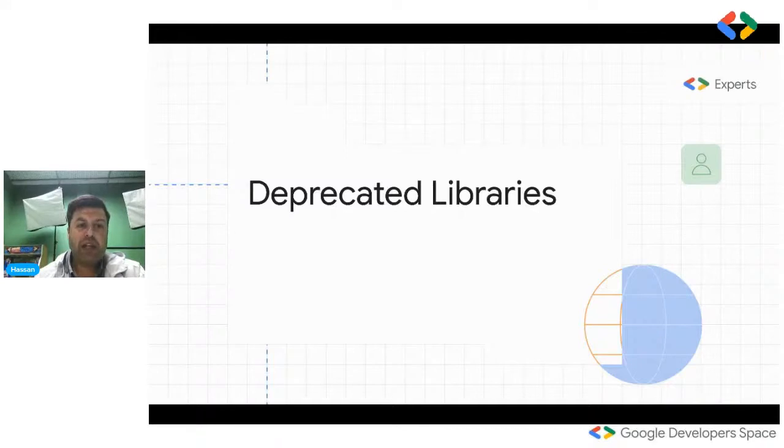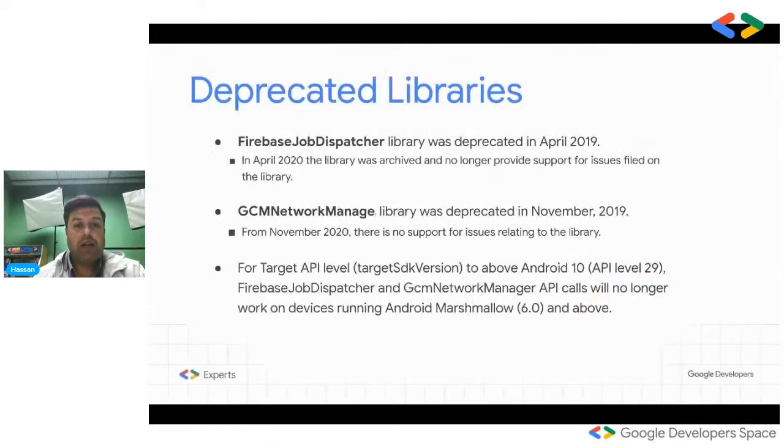We'll also look into some of the deprecated libraries. Let's spend some time going through which libraries are already deprecated. Firebase Job Dispatcher and GCM Network Manager are already deprecated, and it's highly recommended to move to WorkManager, because starting from target API level 29 and above, you won't be able to use them on devices running Marshmallow and above.